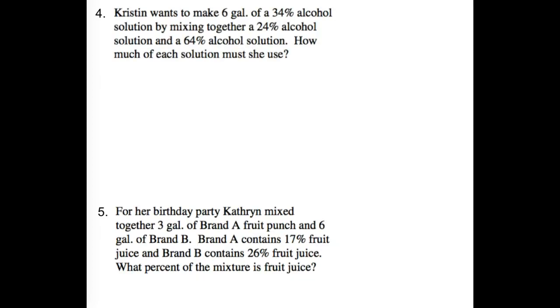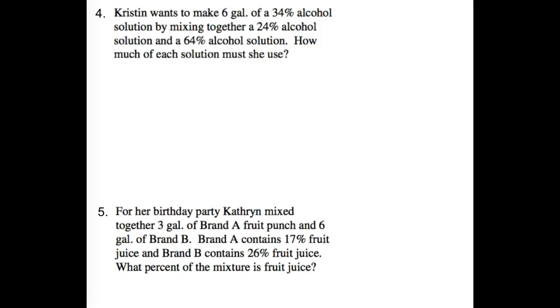All right. Skip to question 4. It says Kristen wants to make 6 gallons of a 34% alcohol solution by mixing together a 24% alcohol solution and a 64% alcohol solution. How much of each solution must she use? How is this different? We don't know how much of either of these solutions, right? But we do know a total. How much total volume do we want?